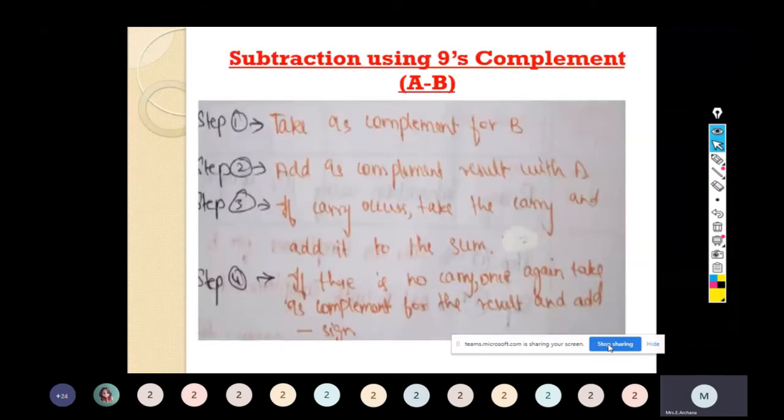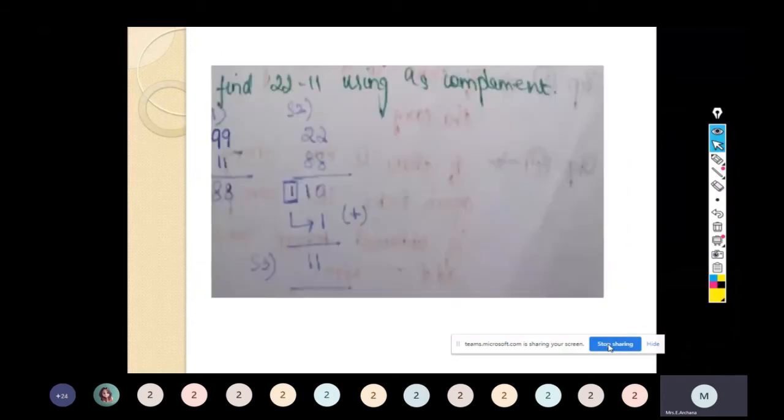Subtraction using 9's complement: take 9's complement for B. Step 2, add the 9's complement result with A. Step 3, if carry occurs, take the carry and add it to the sum. Step 4, if there is no carry, once again take 9's complement for the result and add a negative sign.